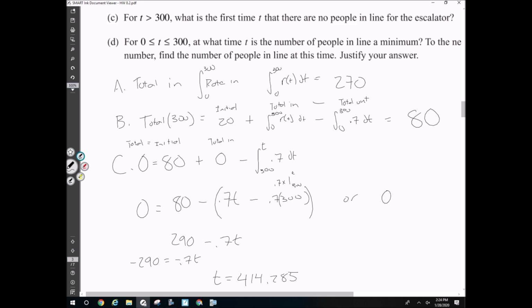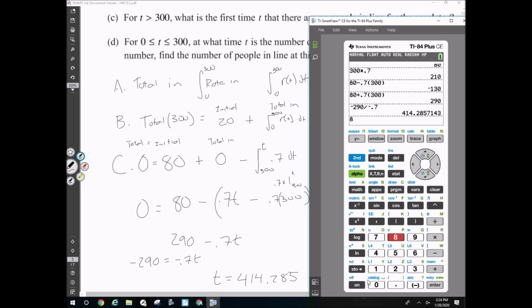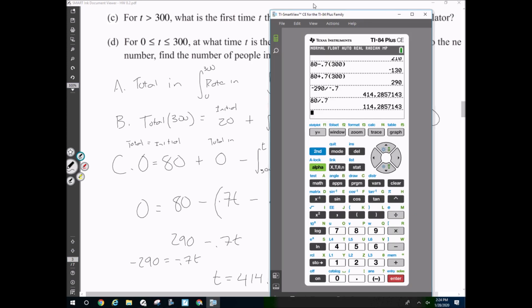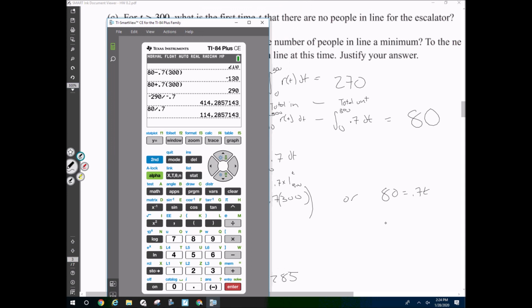Or what's simple is just 0 equals 80, or really 80 equals 0.7t. So how long will it take to get that? You got 114. That is the amount of seconds to get rid of 80 people if there's nobody entering. Take that and add 300 to get your time.